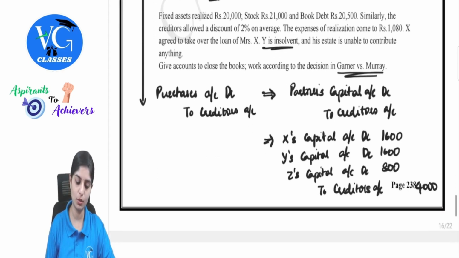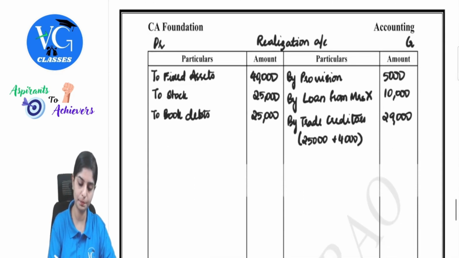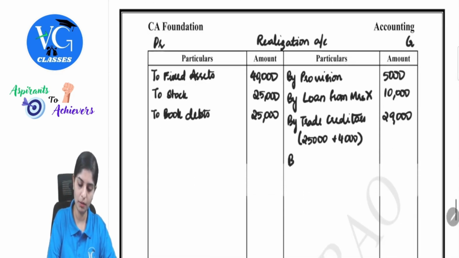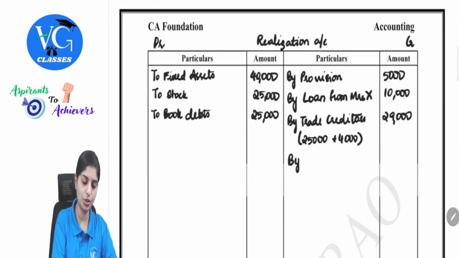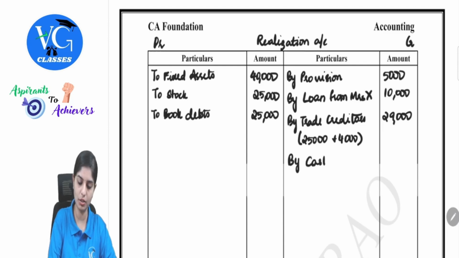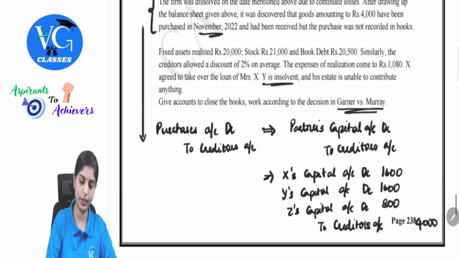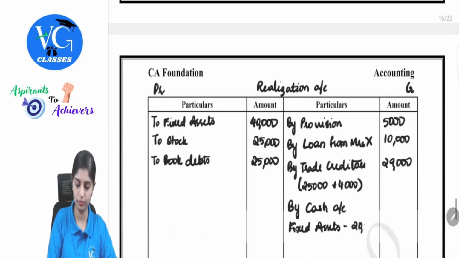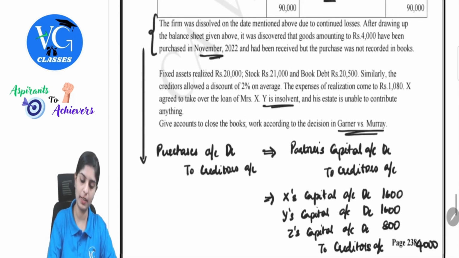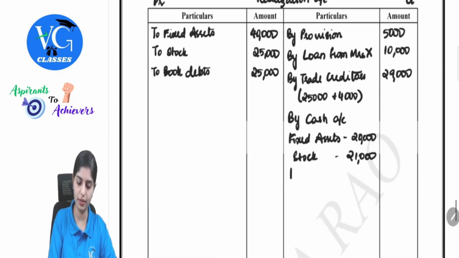Fixed assets realized is 20,000. So by bank. So there is cash here. So by cash, fixed assets. That was 20,000. Stock 21,000. Then there is book debt 20,500.